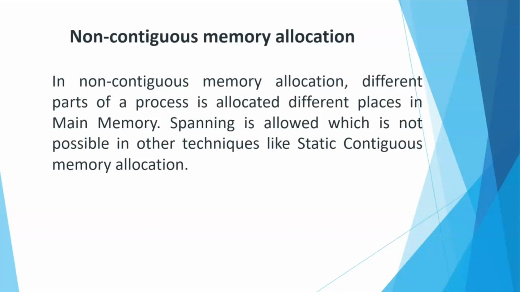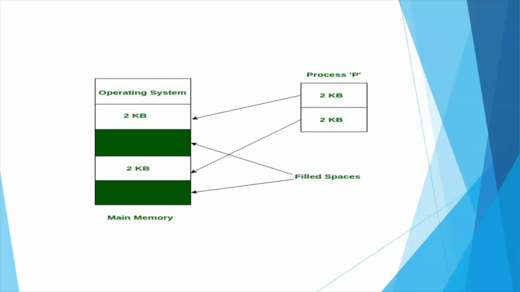So next concept is non-continuous memory allocation. In non-continuous memory allocation, different parts of a process are allocated to different places in main memory. Spanning is allowed, which is not possible in other techniques like continuous memory allocation. So for a process, different parts of the memory can be allocated. So we can do spanning in non-continuous memory allocation.